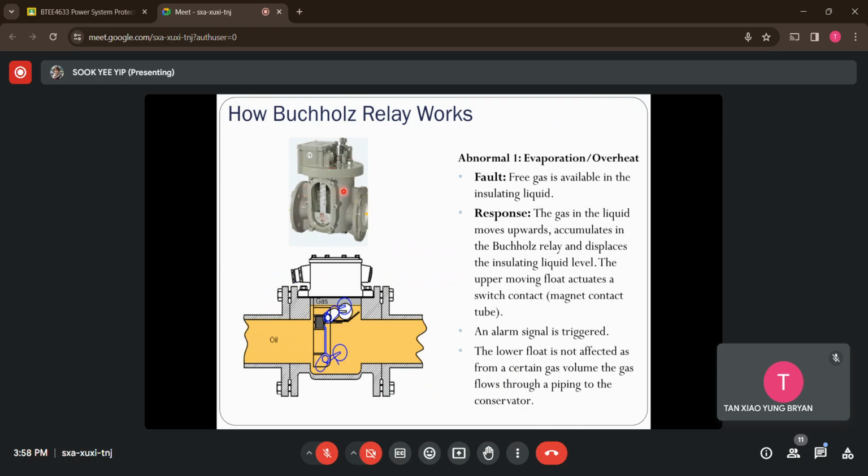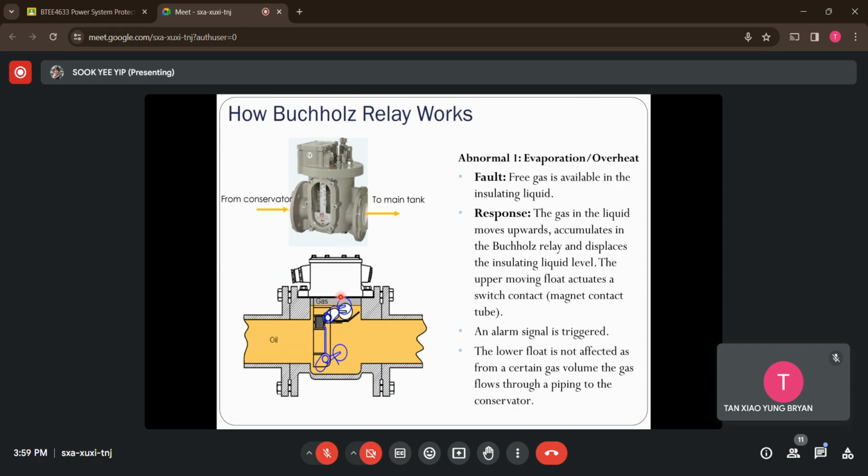It consists of two openings, all right? This is what we call the entering opening, where it will connect with the conservation tank. And here we have the leaving opening, which will connect with the main tank. If you cut it in half, this is how it looks. This is the cross-section view of the Buchholz relay. You can see it is filled with oil, and these are the two switches, controlled by the movable floats up and down like this.